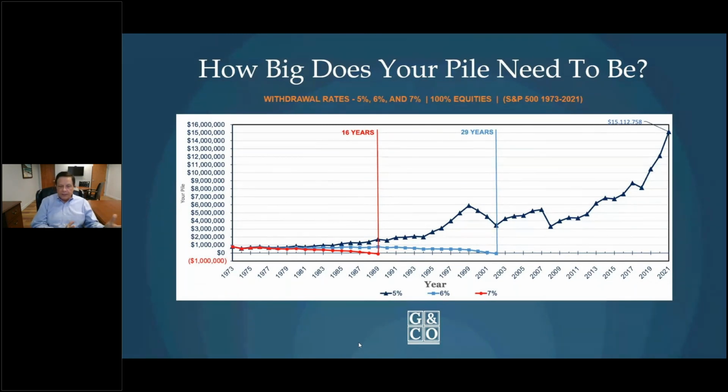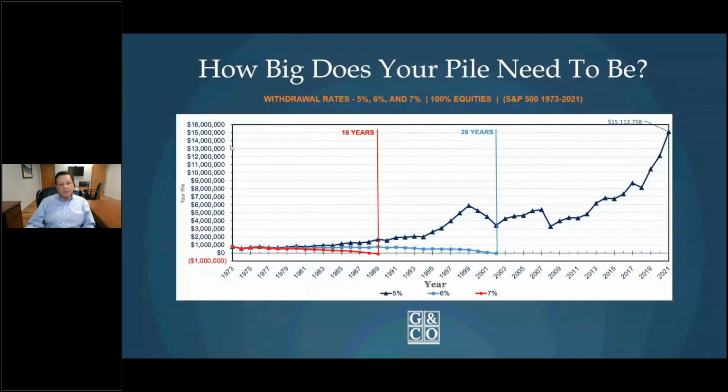I keep going back to 1973, but if you look back at 1973 and you say, okay, I've got a portfolio and I'm bold. I'm going to put it in 100% equities as measured by the S&P 500. And I'm going to take off 7%. So if I've got $1 million, I'm taking 70,000 off, and every year I'm going to increase that 70 by whatever the inflation rate was the previous year, so I don't have to change my lifestyle.